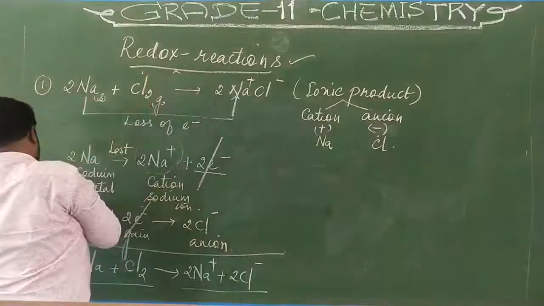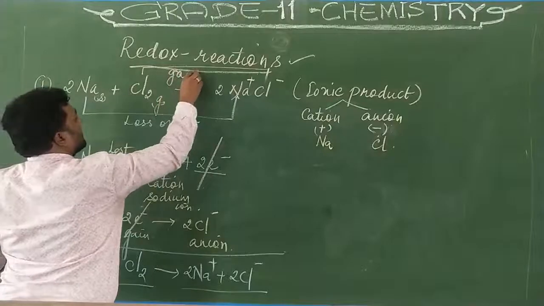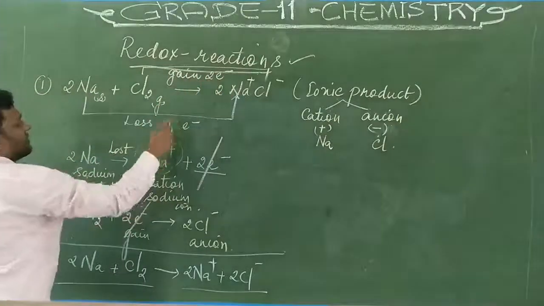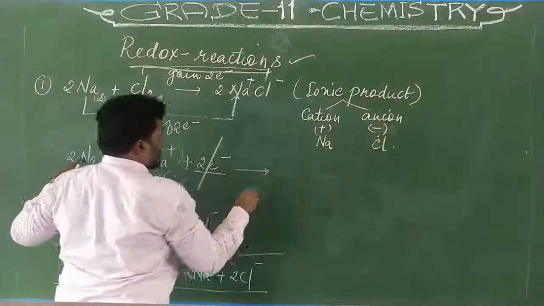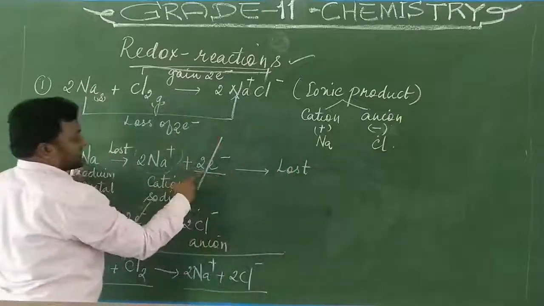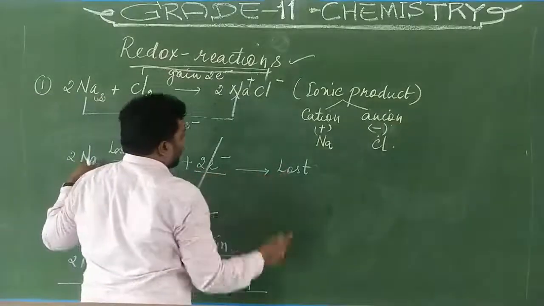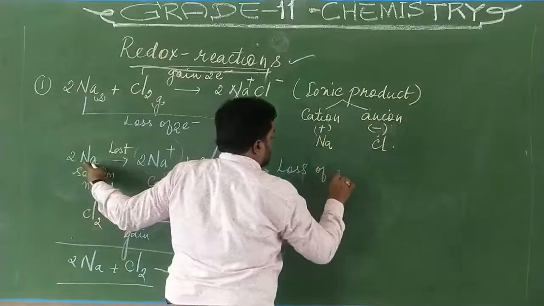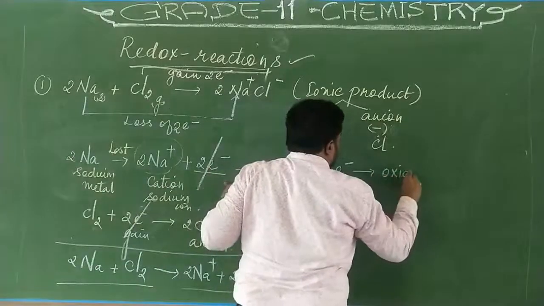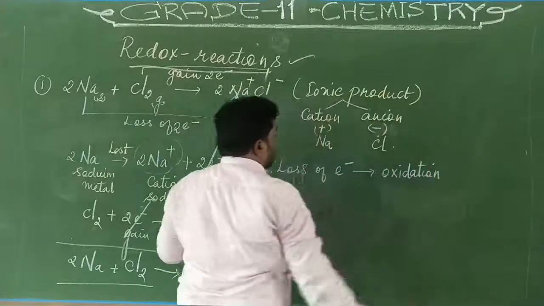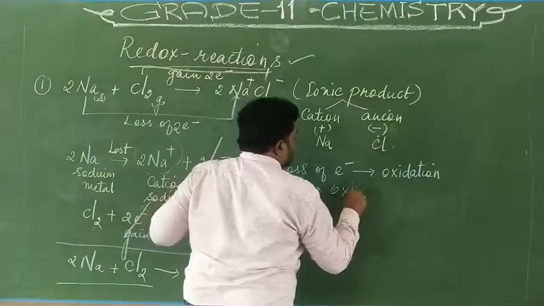Here chlorine gained 2 electrons, and sodium lost 2 electrons. Sodium metal goes to sodium ion, so it lost 2 electrons. So we can call it loss of electrons. Since the electrons are lost, the reaction is called an oxidation reaction. Now this sodium is considered to be an oxidized atom.